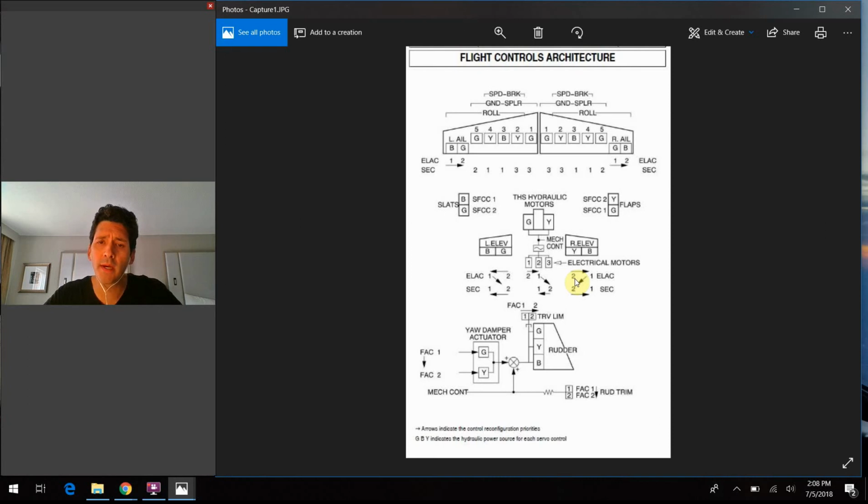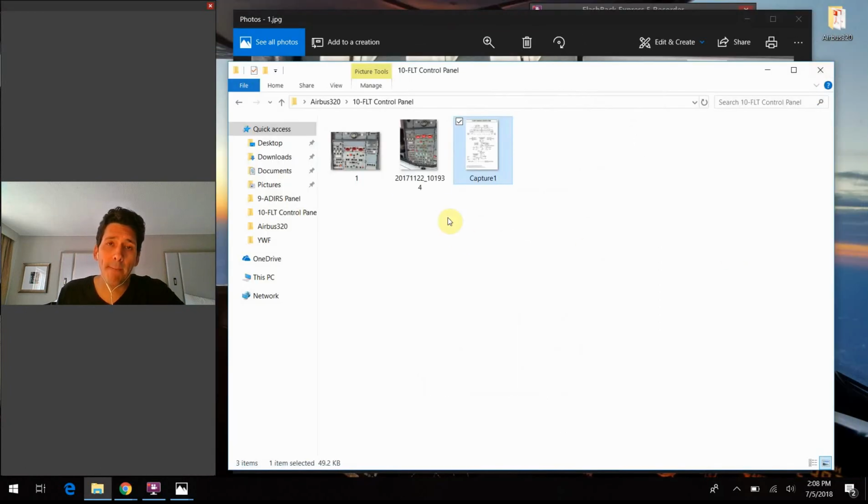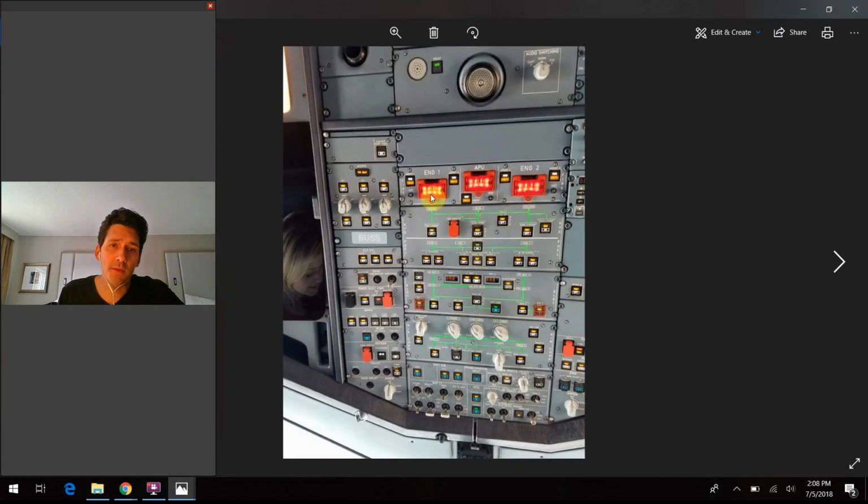So, just an interesting page there to mention to you in the QRH. Talking also about what lights might come on.